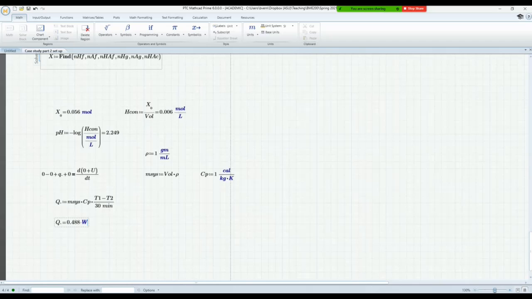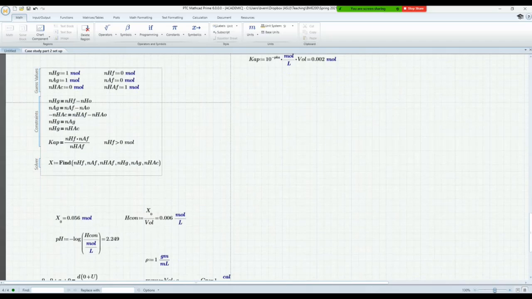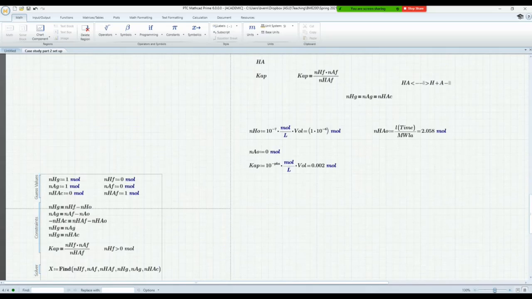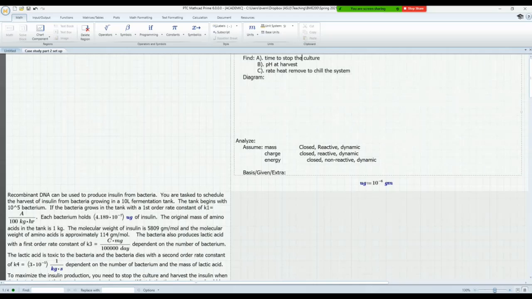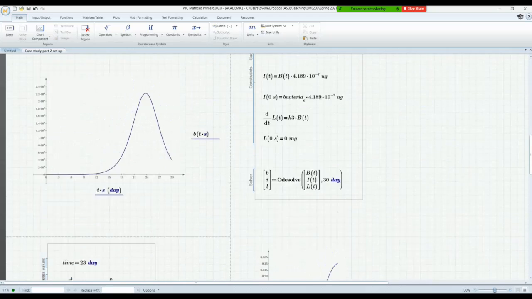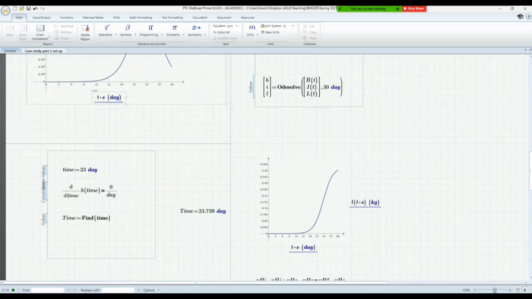So we got the energy, we got the pH, and we got the time to stop the culture at the peak of the bacteria curve here at 23 to 24 days.